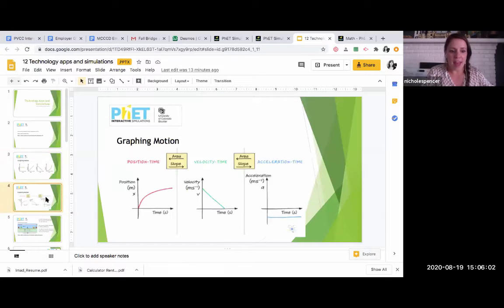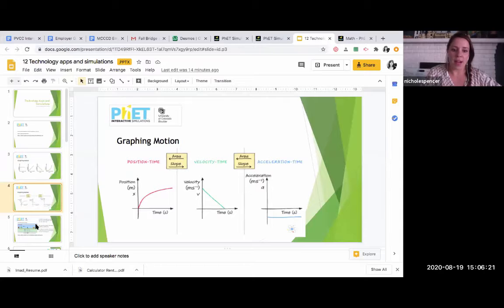Then I'll take it a step further, and it gets even more confusing when we start talking about a position time graph and now a velocity time graph and an acceleration time graph. And all of these, by the way, mean the same thing as far as physically what an object is doing.